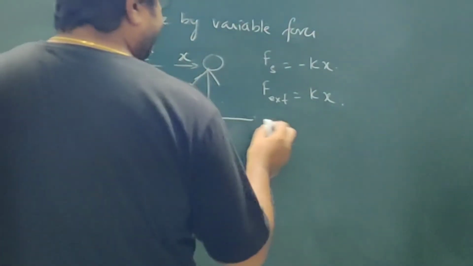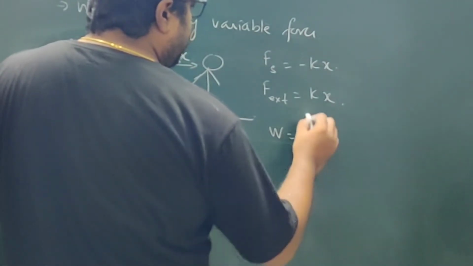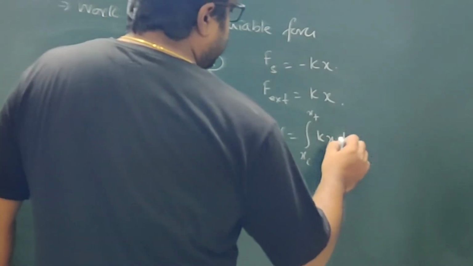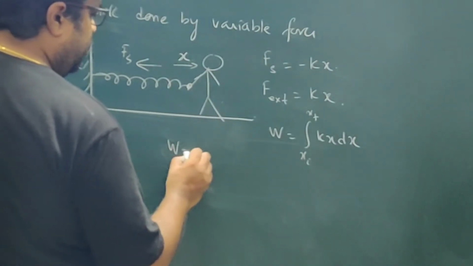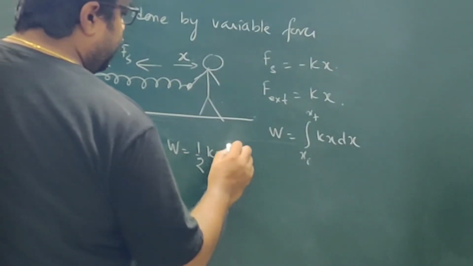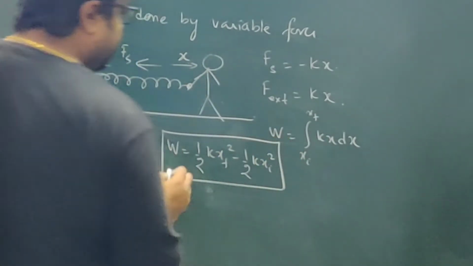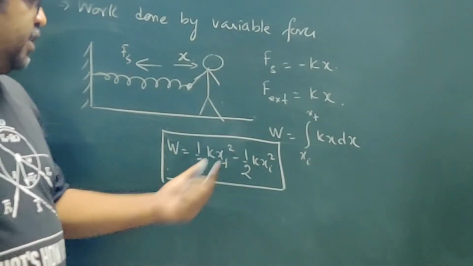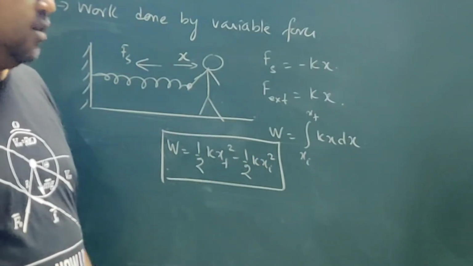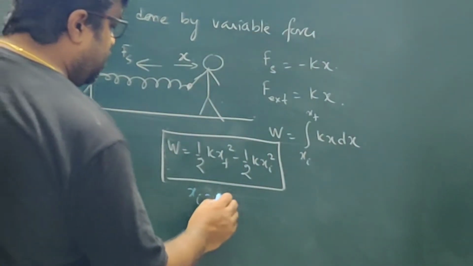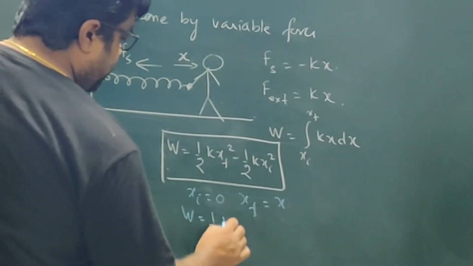Work done, suppose the extension is from x initial to x final, is the integral of kx dx. If you integrate this, W is equal to half k xf squared minus half k xi squared. So if the elongation of the spring changes from xi to xf, this will be the work done. If the initial elongation was 0 and the final elongation is x, then W will be equal to half k x squared.